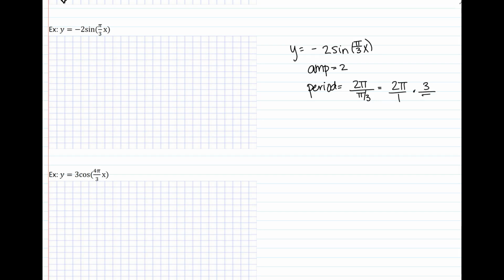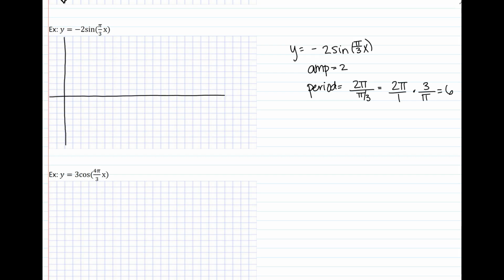All right, 2 more examples. Y equals -2 sine pi over 3x. So our amplitude is 2, and our period is 2 pi divided by pi over 3. So I'm going to keep change flip, and I get 6. I'm going to draw my x and y axis.